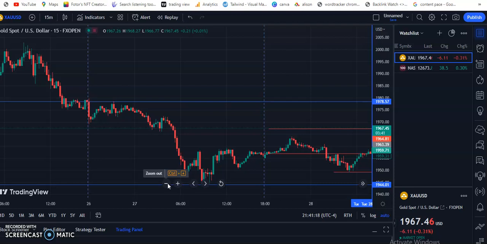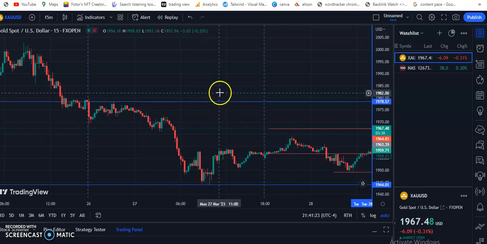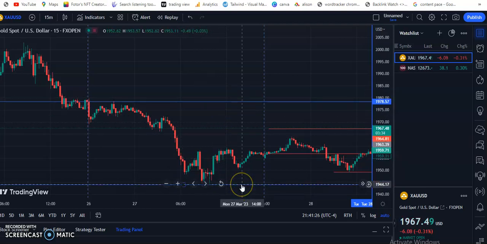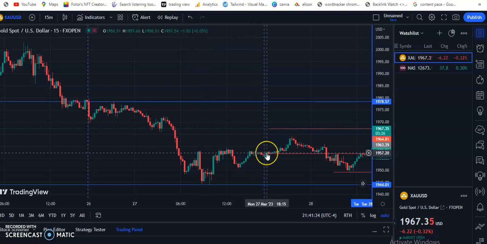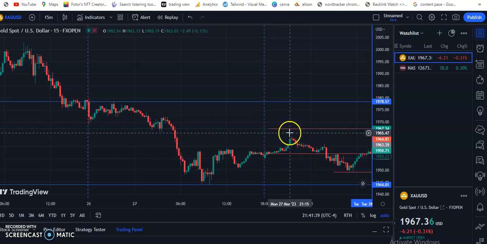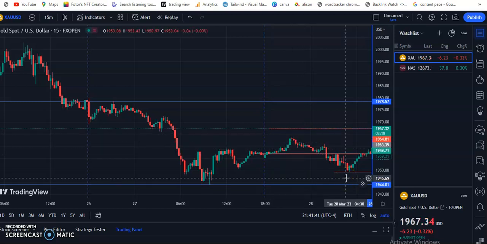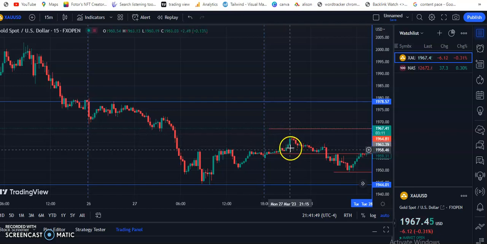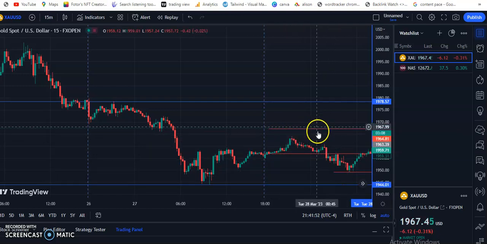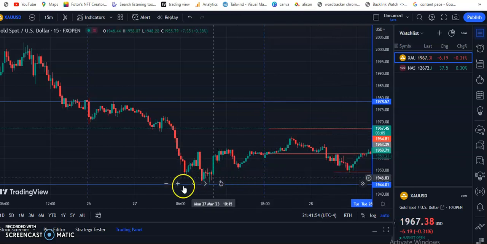Anyway, we have our previous day's high and low. So this is Monday's high and Monday's low, right? Now, this is gold. As you can see, the market opened, pushed higher, then came lower. So there was no particular trend by the time the New York session was beginning. We were just having range expansions.